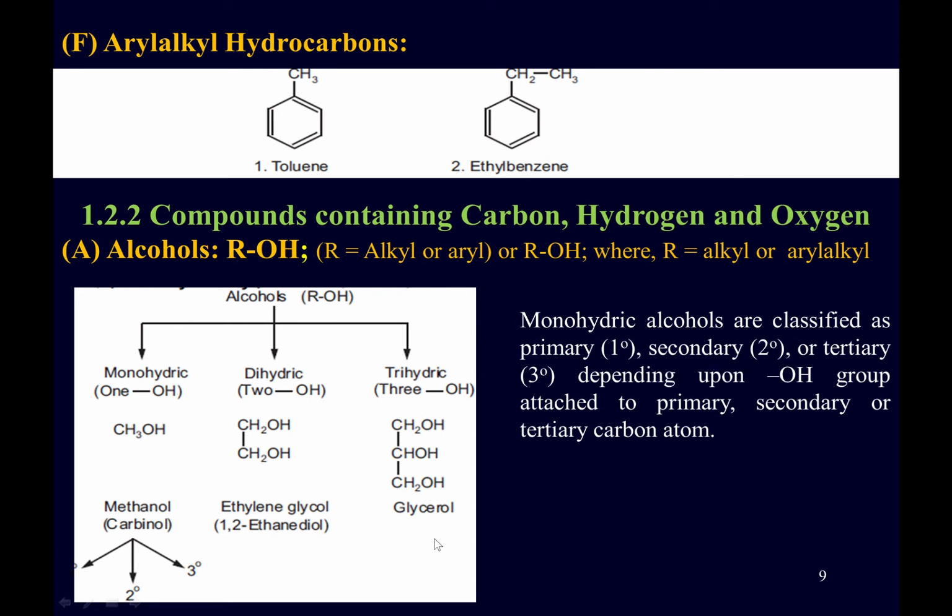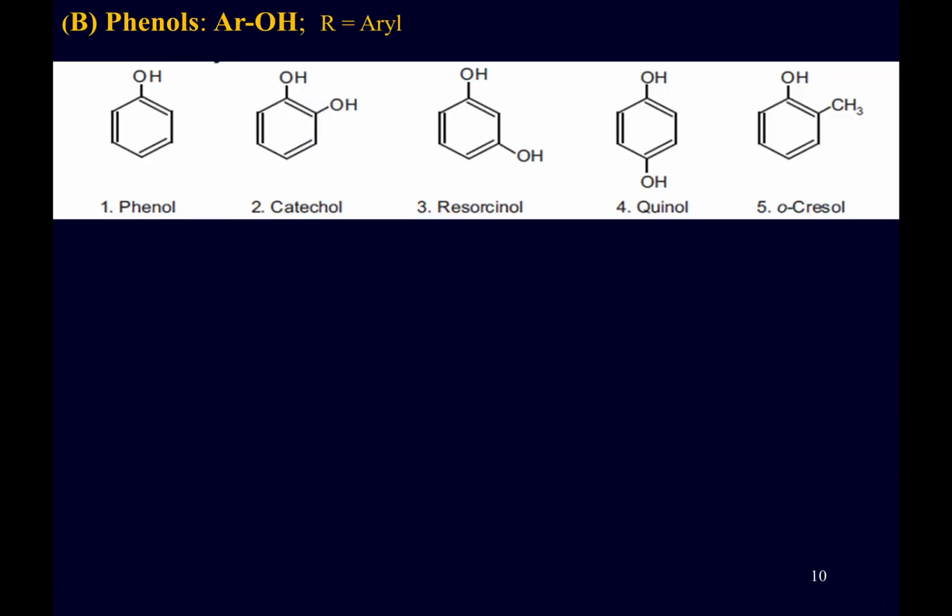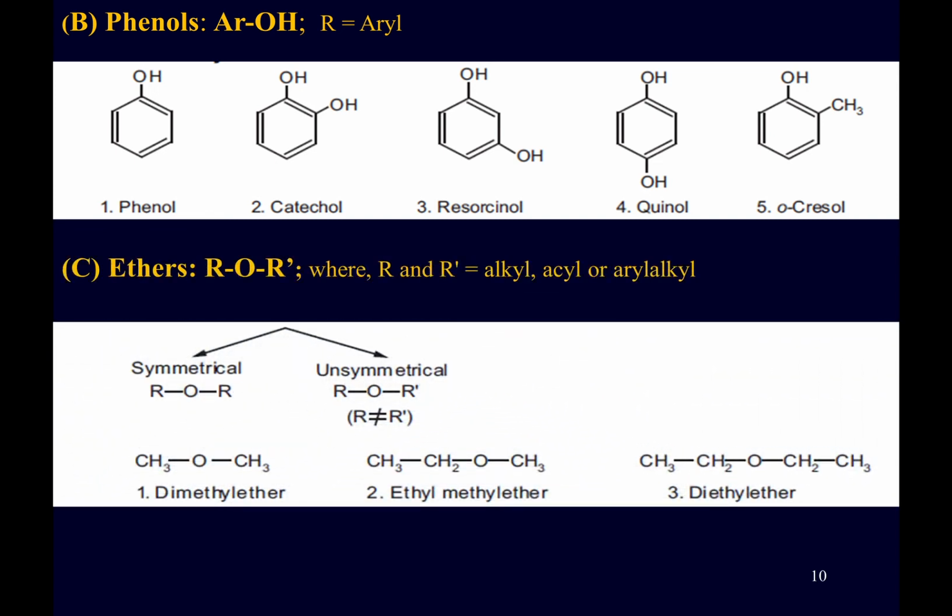Monohydric alcohols can again be classified as primary, secondary and tertiary, depending upon whether the OH group is attached to a primary, secondary or tertiary carbon atom. You have phenols, where the OH group is attached to the aryl ring. Examples are phenol, catechol, resorcinol, quinol, orthocresol. You have ethers, where there is an O linkage to which two different alkyl or aryl groups are attached.